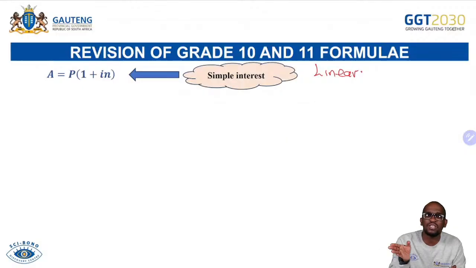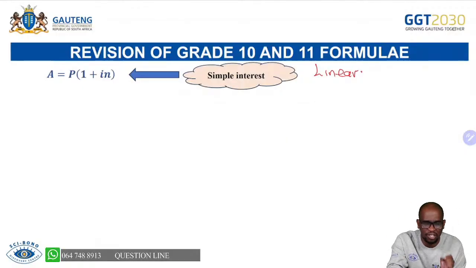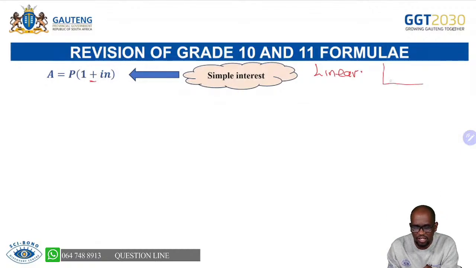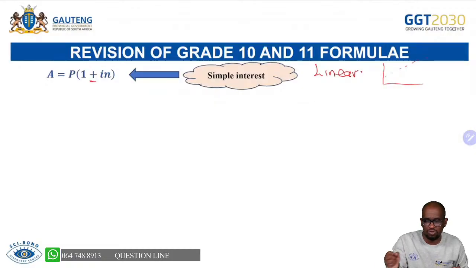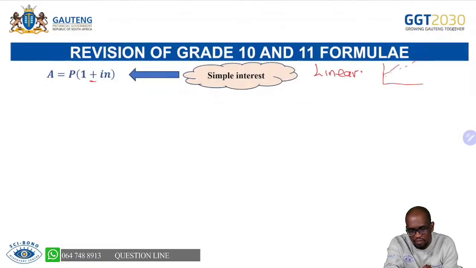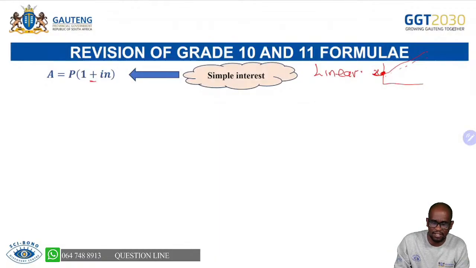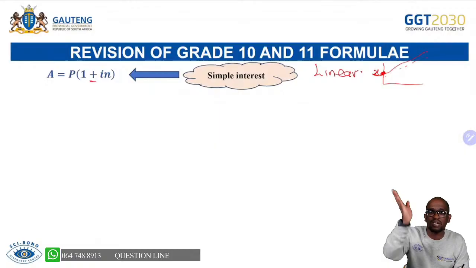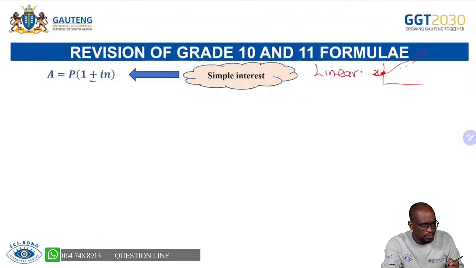If you draw the graph for this, you will get a straight line graph, an increasing function, because this is interest that is gained. I'm starting here, that is, if I started investing a certain amount of money X there. As the money grows, it grows linearly.